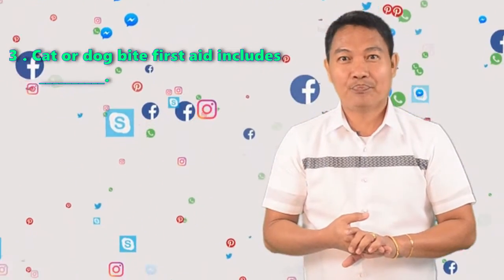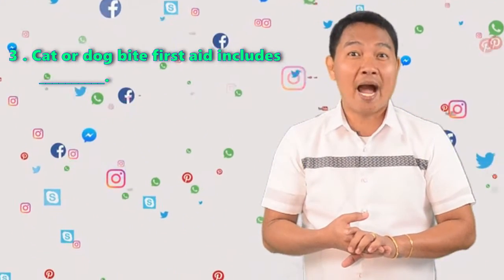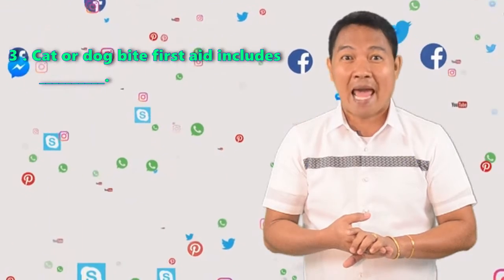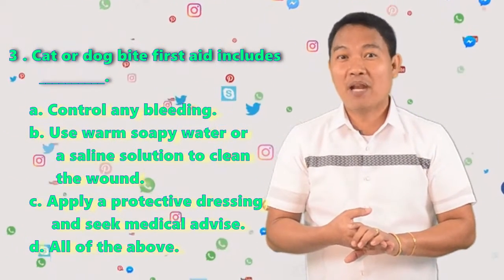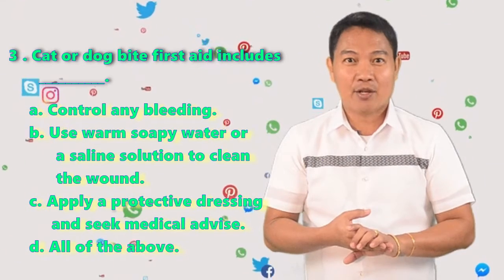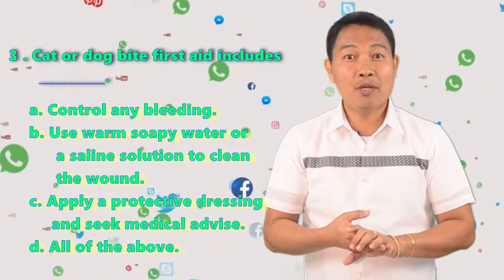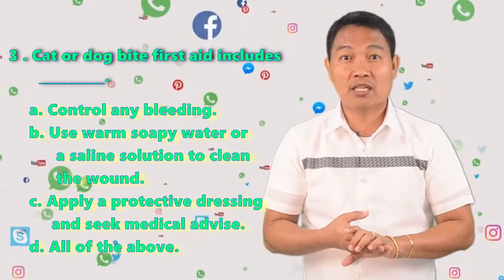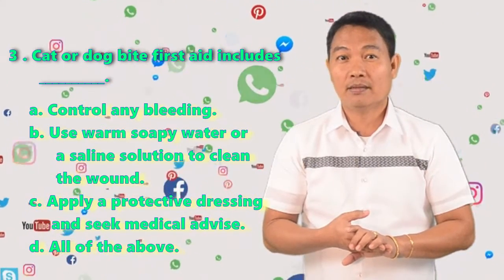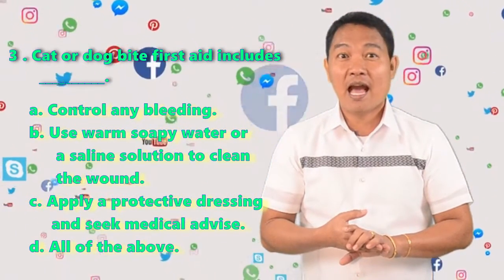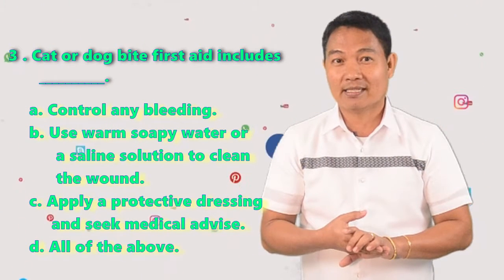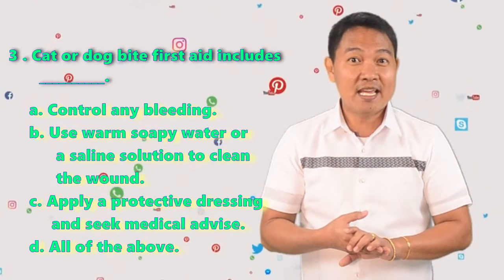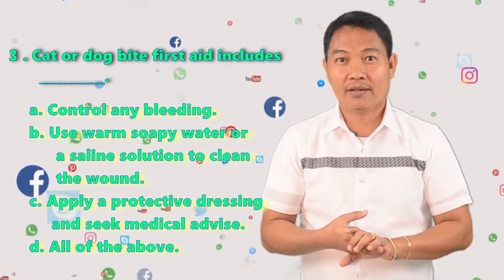Number 3. Cat or dog bite first aid includes blank. Letter A, control any bleeding. Letter B, use warm soapy water or a saline solution to clean the wound. Letter C, apply a protective dressing and seek medical advice. Letter D, all of the above.